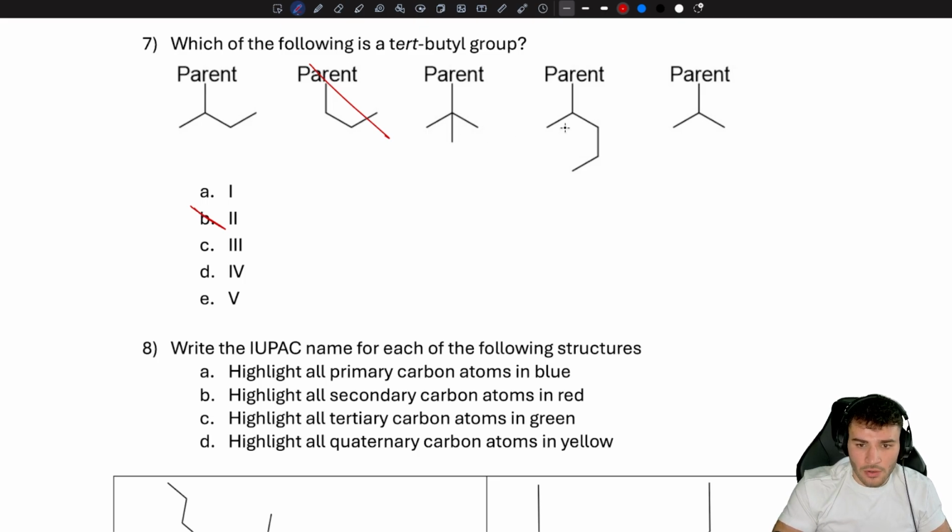1, 2, 3, 4, okay. 1, 2, 3, 4, 5, that's wrong. We can eliminate 4. 1, 2, 3, we can eliminate 5. So now we're in between this one and this one.